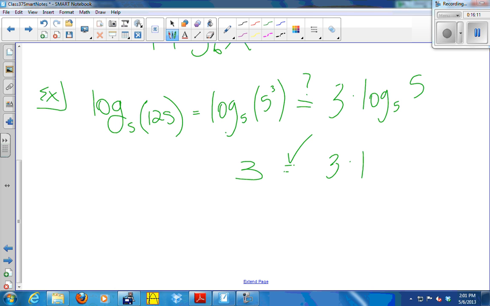Right here? From here to here? What about log base 5? I rewrote the 125 as a 5 cubed. And then I calculated the log base 5 of 125 two different ways. One, the traditional way, using the definition of the logarithm. And two, where I used this new property where I took the 3 and put it down in front.